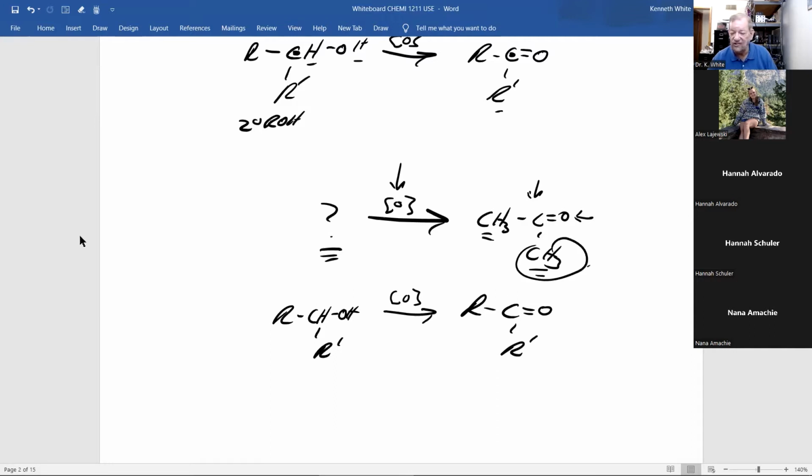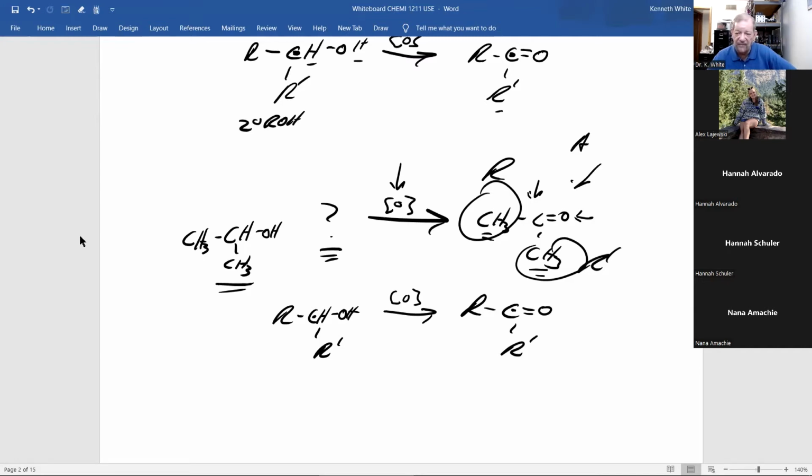I can say this is R prime. In this case, they're the same. That's R. So I have this carbon becomes this carbon, which I'll write. And then what's my R and R prime? Methyl and methyl. And if you oxidize this isopropyl alcohol, propanol, you'll get this molecule, which you'll learn has the common name acetone. And one of the main uses is nail polish remover.